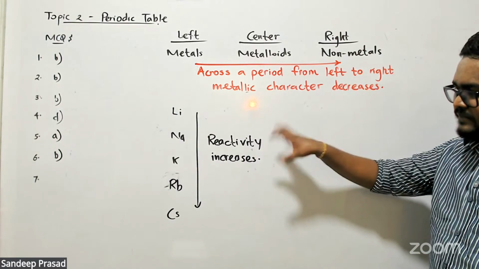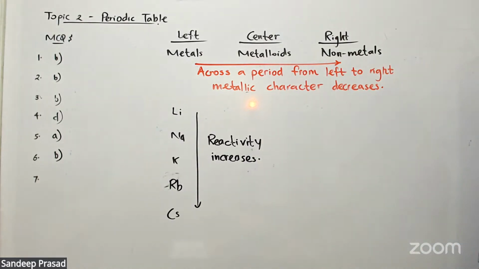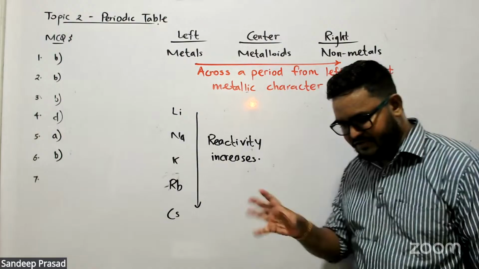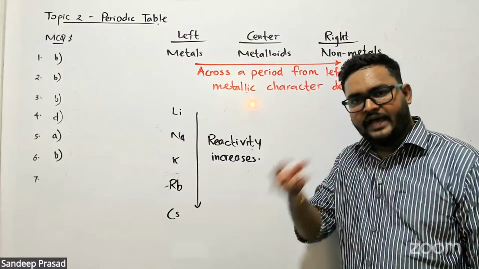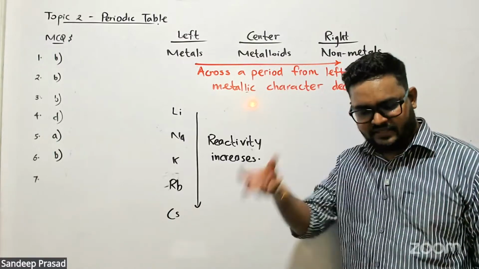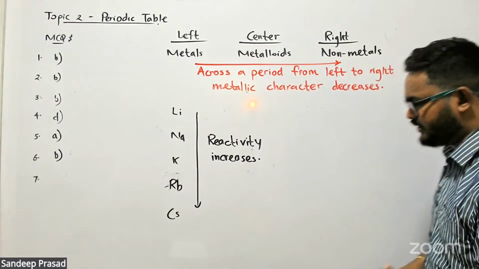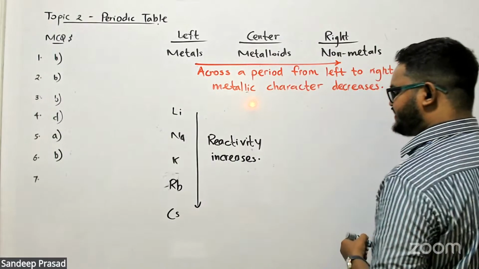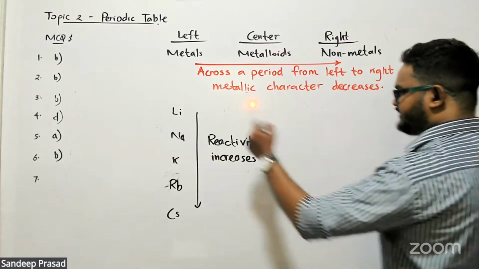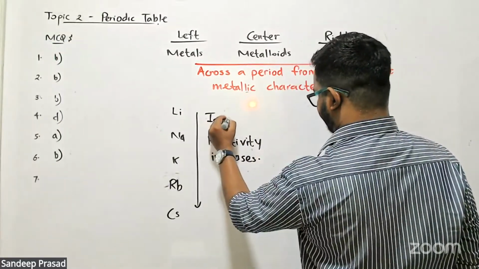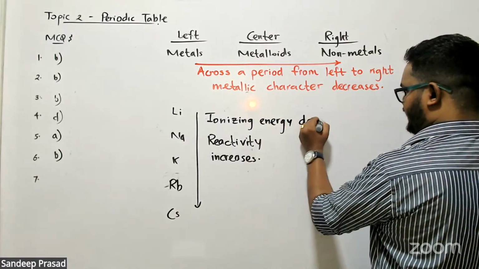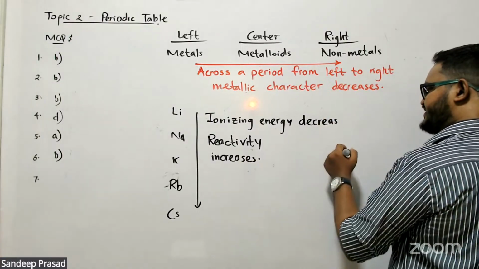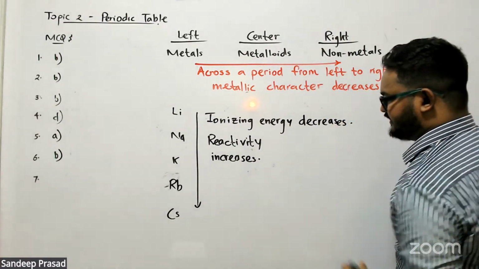So this can be explained by the ionization energy also, right? So what do you think about the ionization energy? Is it increasing or decreasing down the group? That means ability to ionize, right? Ability to ionize means they are ready to form bonds. So remember students, ionizing energy is decreasing, right? Ionizing energy decreases. Since the ionization energy is decreasing, what will happen? The reactivity is increasing.